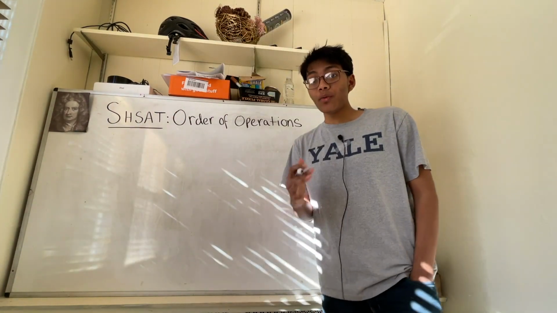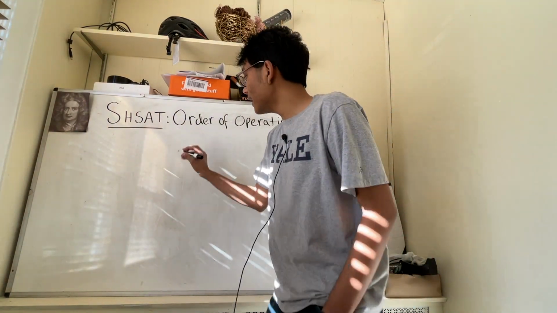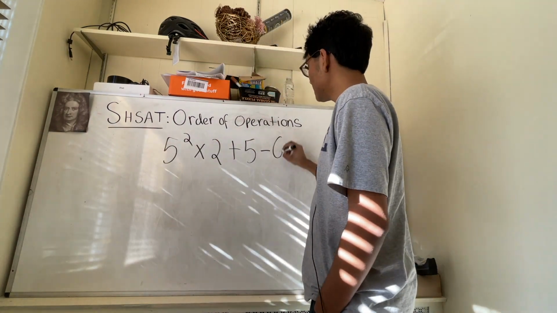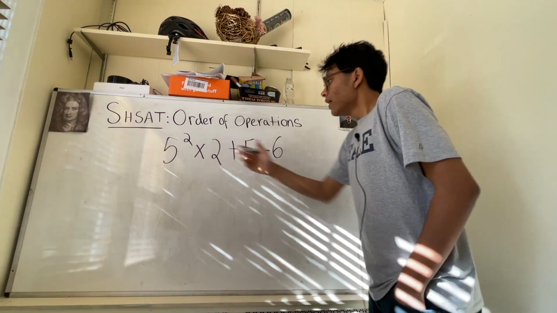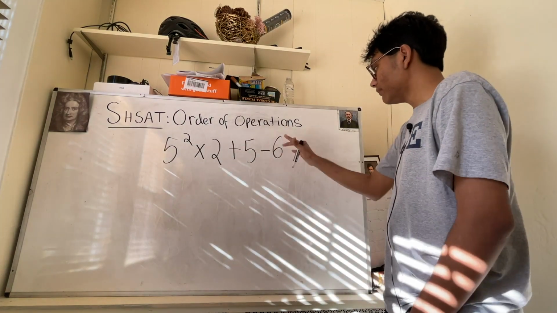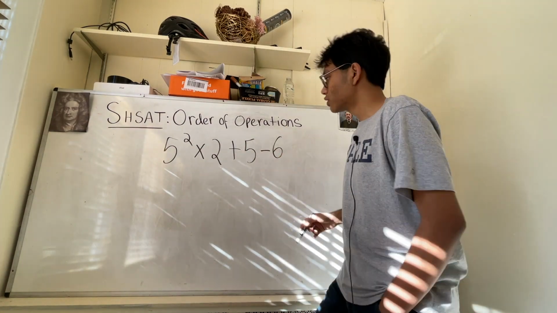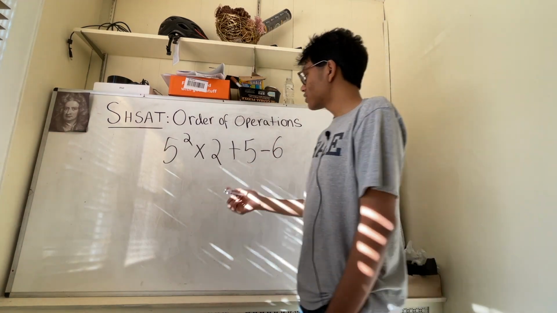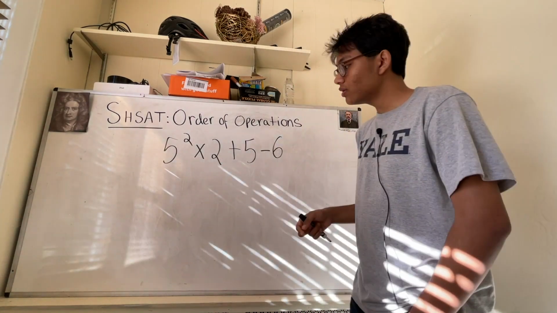Okay, folks, let's try one last example. Let's say I have 5 squared times 2 plus 5 minus 6 plus 2. Look at this. 5 squared times 2 plus 5 minus 6. What should I do? Should I do the 5 squared first? Should I do the 2 plus 5? Should I do the 5 minus 6? Should I do the 5 squared times 2?